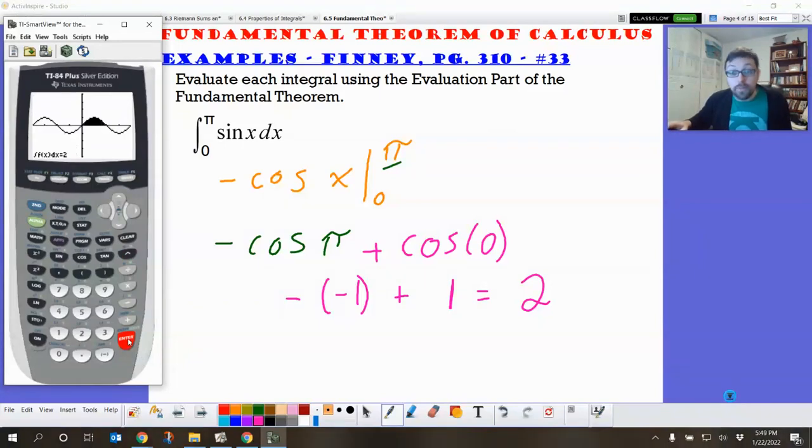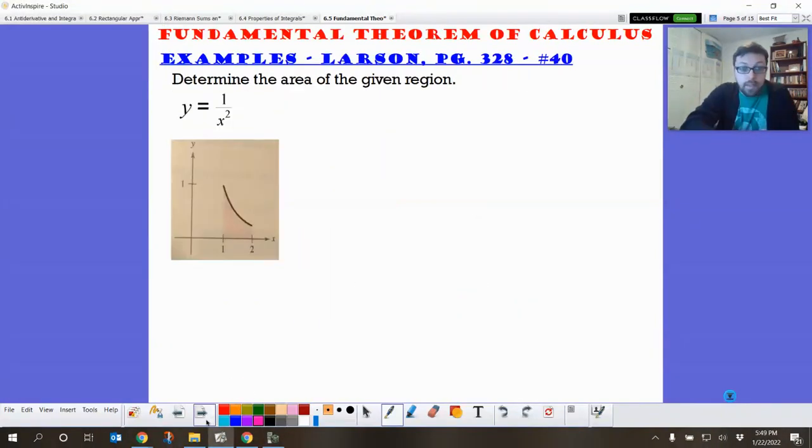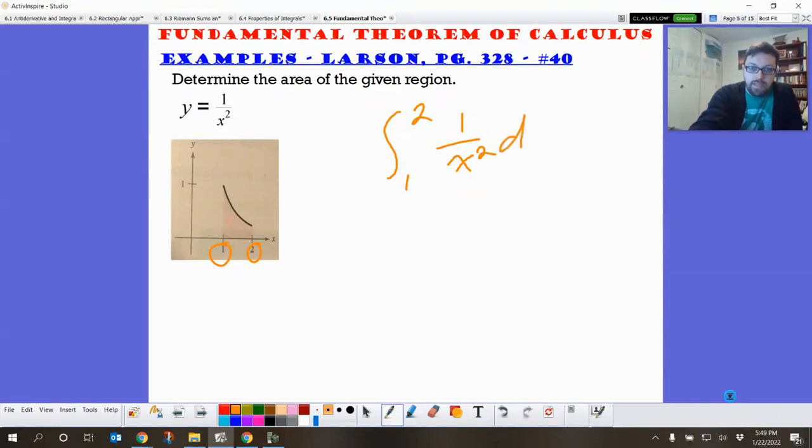And we get 2. Nice. Now, in this one, they've actually given us a chunk where we're trying to find the area. To find that area, it is going to be the integral from 1 to 2 of 1 over x squared. And we're going to find the antiderivative with respect to x. I don't really like having that 2 in the denominator, so let's just make it that. That'll be a little simpler to figure out.